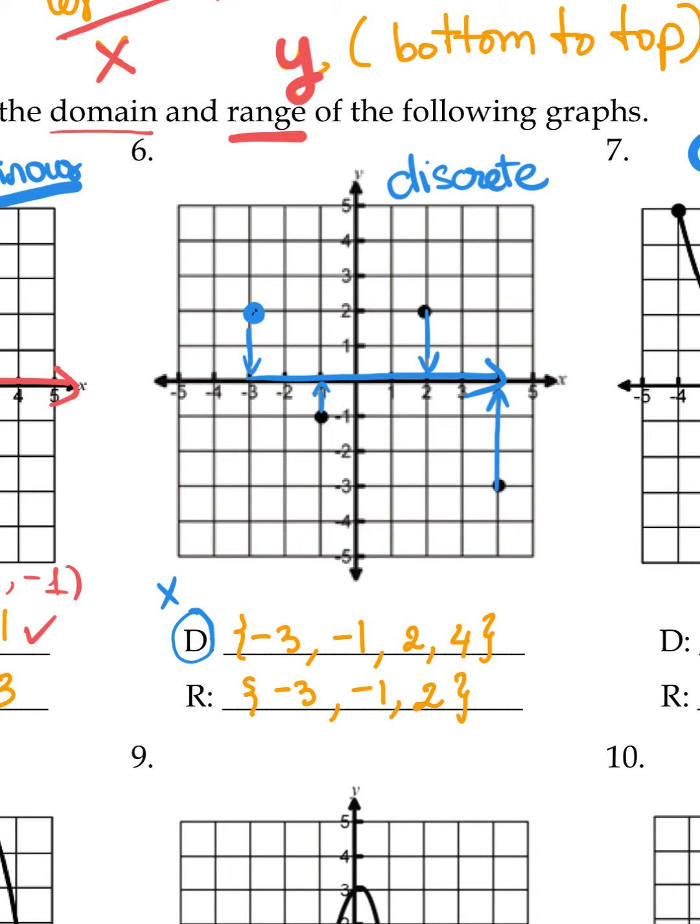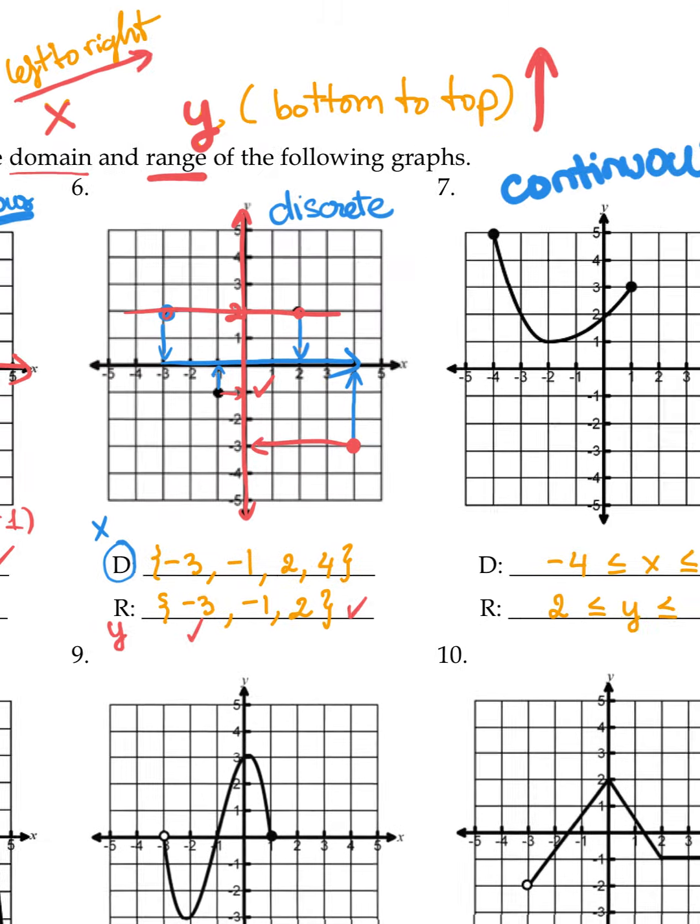For the range, we talk about the y-axis, right? So bottom to top. Let's say the first point you have is right here, at -3. This one is -1. And this one is at 2. So we have those 3. For 2, we have 2 points. However, we just need to list it once.